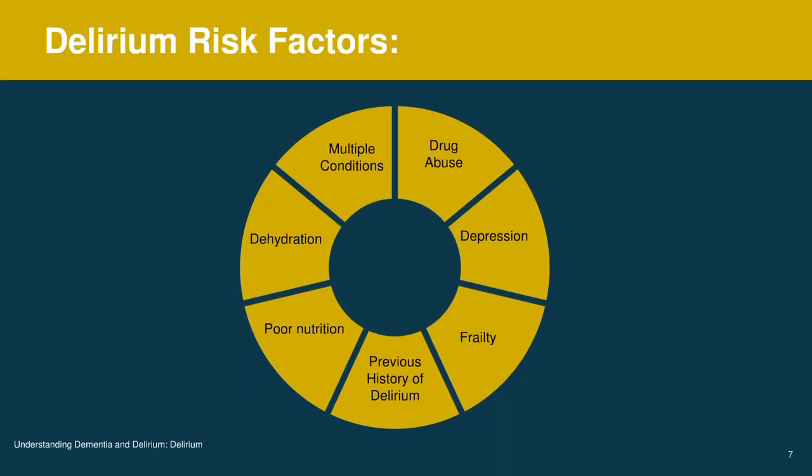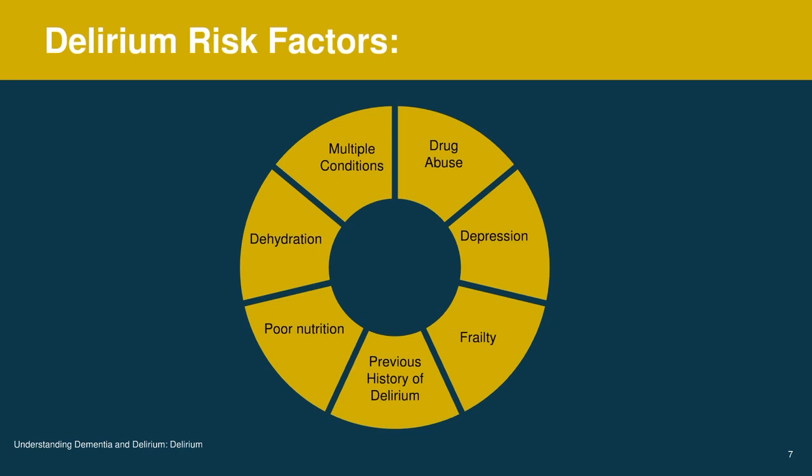Other risk factors include they may have multiple conditions, so they may have all sorts of things wrong with them, such as diabetes, asthma, epilepsy, all sorts of what we call comorbidities. People who are drug users are more at risk of delirium. If a person has depression, clinical depression, they're more at risk. When someone's frail, it all comes together really. If you have all these multiple conditions, you're more likely to be frail as you age.